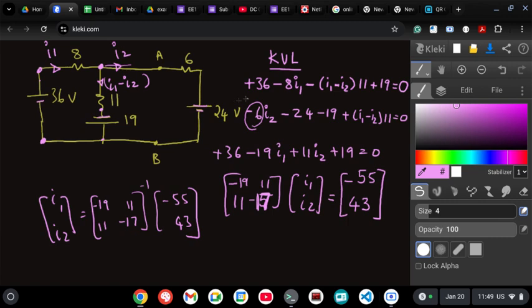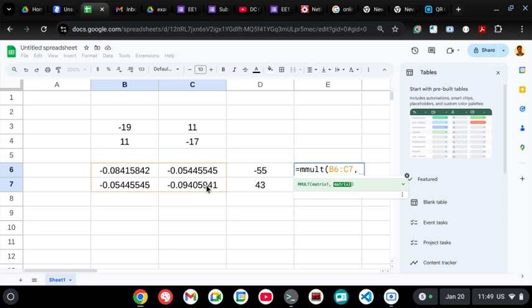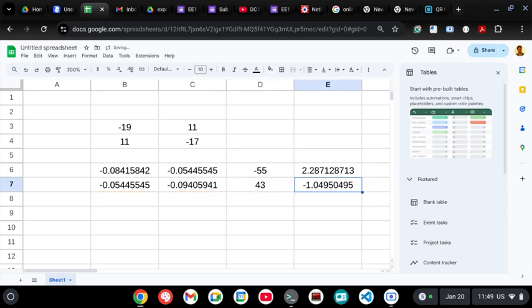Now there is a thing called M mult. There are many ways to do it. So finally I got an answer. We are interested in what is I2. I2 turns out to be minus 1.0495. So let's call it minus 1.05.